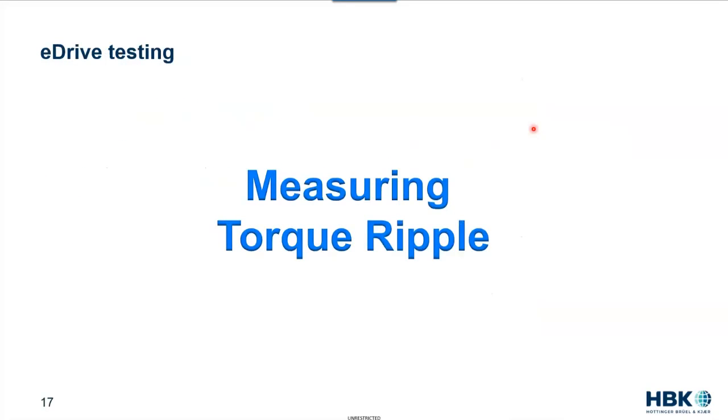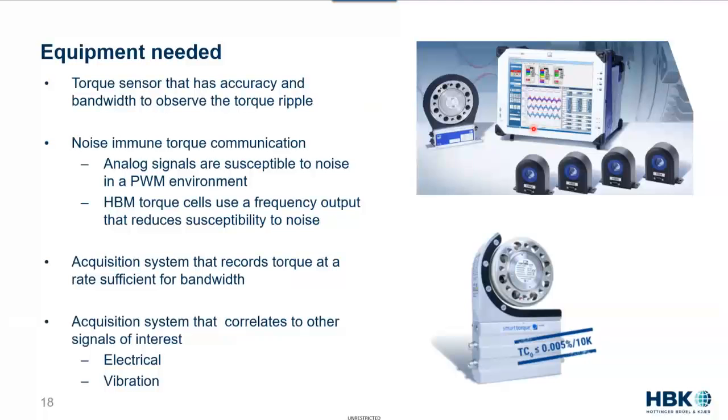So measuring torque ripple, what do you need to do that? First, you're going to need a torque sensor with a high accuracy and a high enough bandwidth for you to observe the torque ripple. Second, you're going to need a noise-immune communication between the torque sensor and your measurement system. A lot of these systems are PWM driven, and analog signals are going to be very susceptible to noise in that environment. HBM torque transducers use a frequency output for both torque and speed.